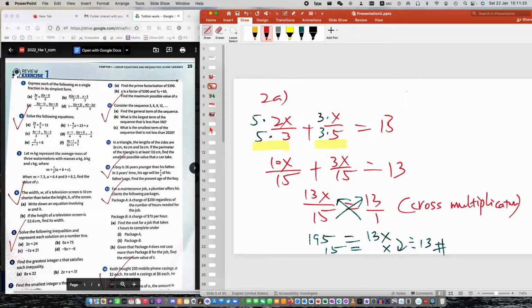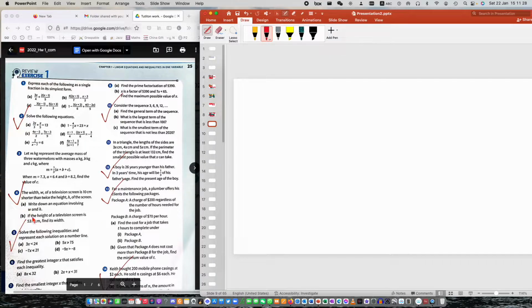Okay, 4 is an algebra question. So it says the width W of a television screen. Okay, so when you do this question, I think it's good that you sketch the television screen out. So the width is which part? Which one is the width? The side one or the below one? Over here they talk about width and height. Which one is the height? So W and H. How do you assign the W? The W is the side one or the below one? The H is the side one or the below one?